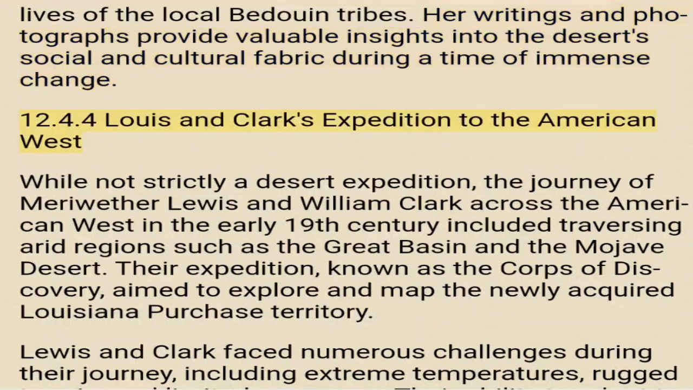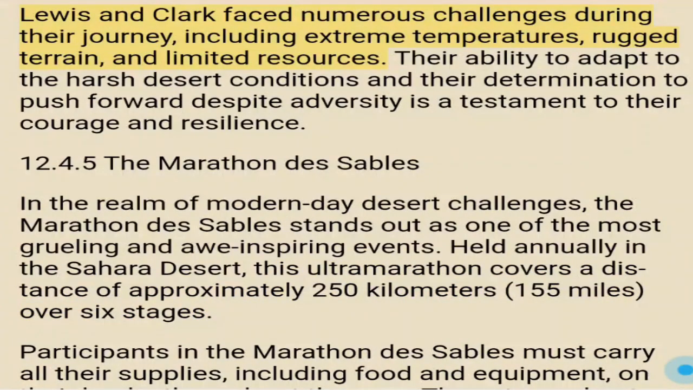12.4.4 Lewis and Clark's Expedition to the American West. While not strictly a desert expedition, the journey of Meriwether Lewis and William Clark across the American West in the early 19th century included traversing arid regions such as the Great Basin and the Mojave Desert. Their expedition, known as the Corps of Discovery, aimed to explore and map the newly acquired Louisiana Purchase territory. Lewis and Clark faced numerous challenges, including extreme temperatures, rugged terrain, and limited resources. Their ability to adapt to the harsh desert conditions and their determination to push forward despite adversity is a testament to their courage and resilience.